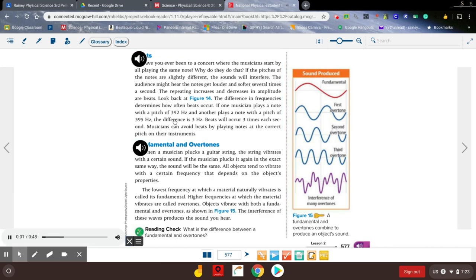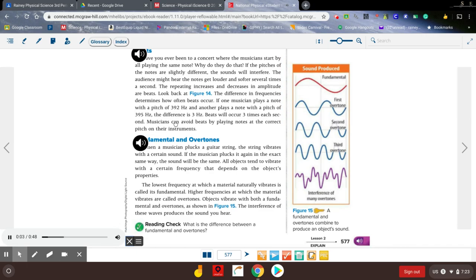Beats. Have you ever been to a concert where the musicians start by all playing the same note? Why do they do that? If the pitches of the notes are slightly different, the sounds will interfere. The audience might hear the notes get louder and softer several times a second. The repeating increases and decreases in amplitude are beats.